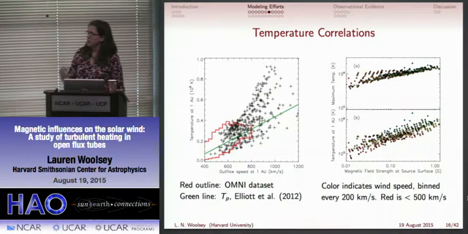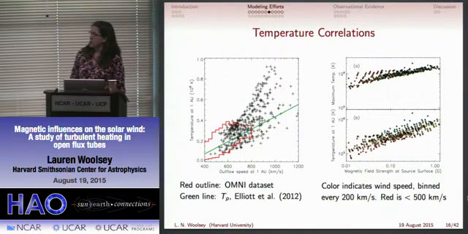So it's not unusual for us that the Omni data set wouldn't stretch out that far. And the green line comes from the proton temperatures, a correlation found in observations by Elliott et al. 2012, which also goes right through the middle of what we're looking at. So we were happy with both of those.